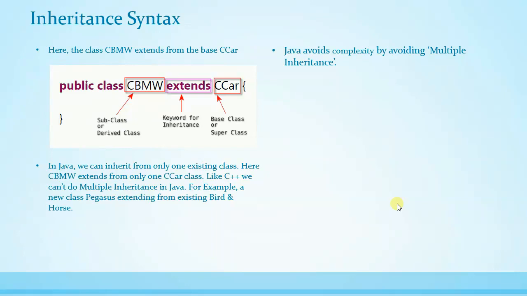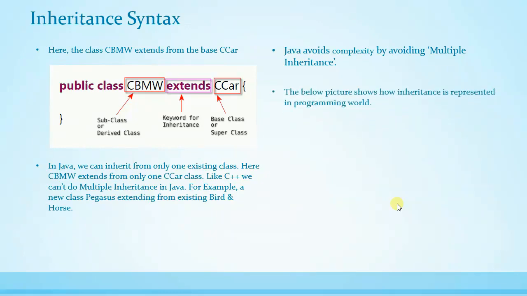So in Java, the complexity of adding multiple inheritance is avoided. They want to keep their framework neat, so they avoided multiple inheritance. Multiple inheritance is superior, but it adds complexity to the framework. So Java avoids it.